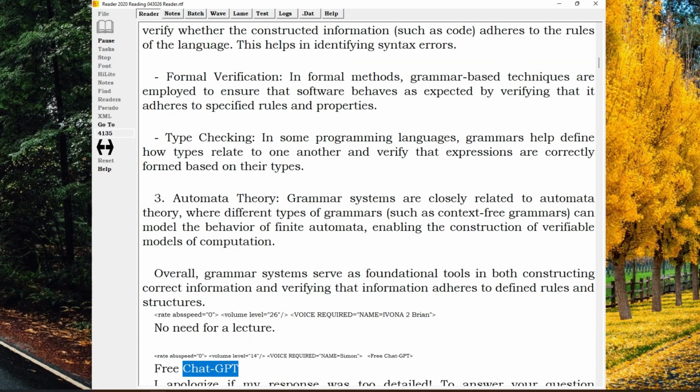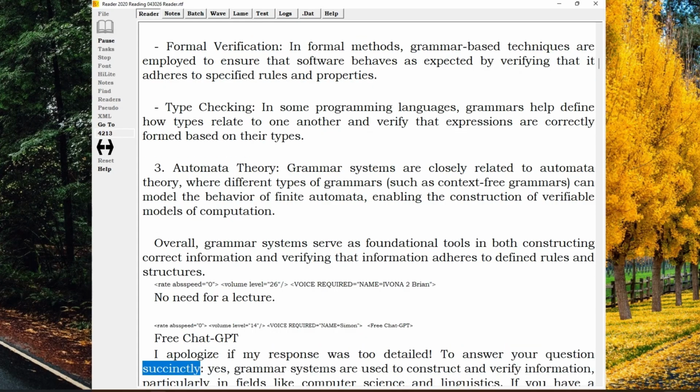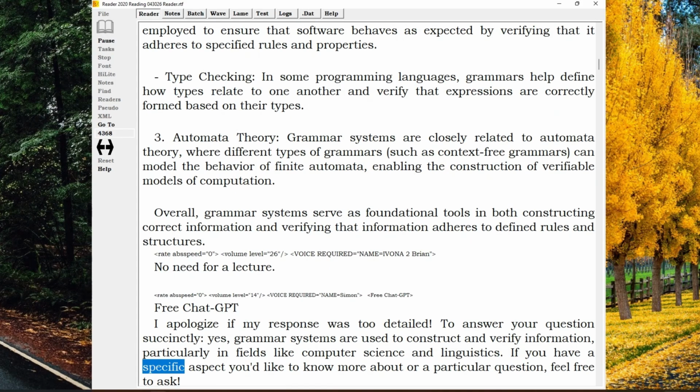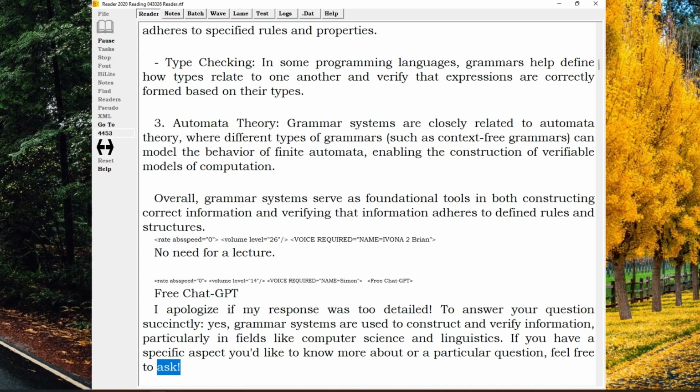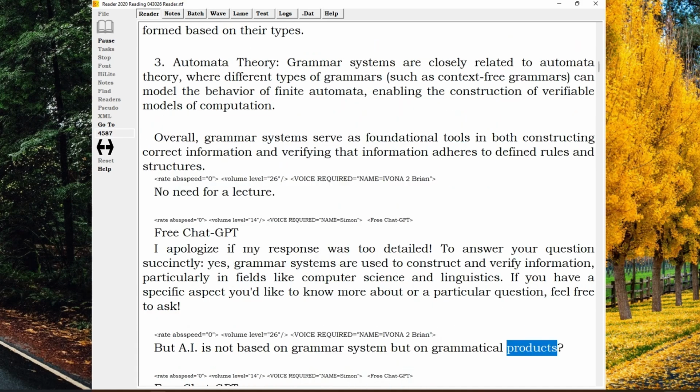No need for a lecture. Free ChatGPT: I apologize if my response was too detailed. To answer your question succinctly, yes, grammar systems are used to construct and verify information, particularly in fields like computer science and linguistics. If you have a specific aspect you'd like to know more about or a particular question, feel free to ask. But AI is not based on grammar systems but on grammatical products.